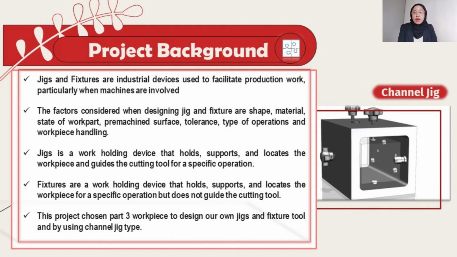The difference between jigs and fixtures is: a jig is a work holding device that holds, supports, and locates the workpiece and guides the cutting tool for a specific operation, while the fixture does not guide the cutting tool. Apart from that, in this project, we are choosing part 3 workpiece to design our own jig and fixture tool, using the channel jig type.